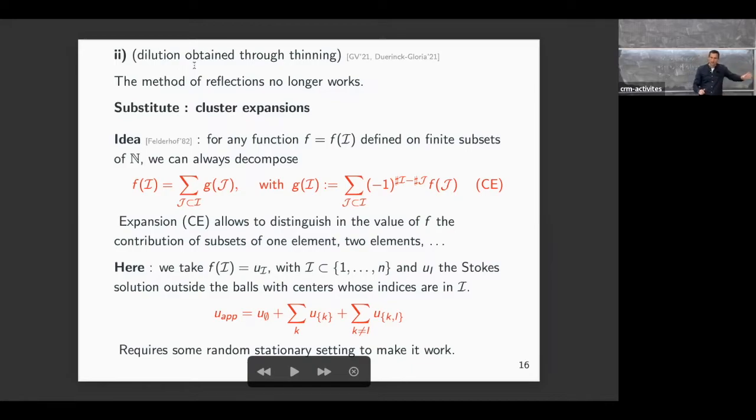So I mentioned the case of dilute suspensions, where the particles are far away from one another. You can also have a dilution obtained through thinning. Then the method of reflections does not work so much, but you have formally a kind of substitute which is called the cluster expansion. When you try to use this cluster expansion, you realize that you need to put a lot of assumptions to adapt the reasoning, and you need to really be in a random stationary setting. So maybe I should skip this.